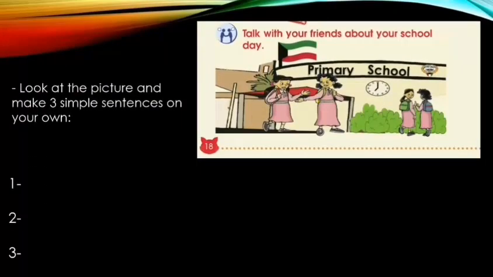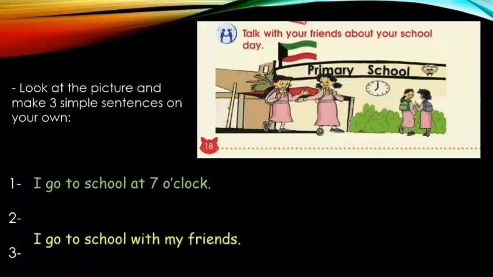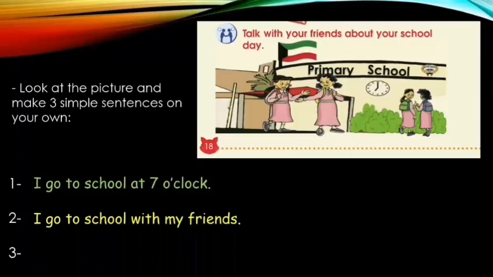That's good. Now, my children, we are going to look at the picture and we are going to say three sample sentences on your own. Describe the picture here. I can say I go to school at 7 o'clock. Also, I go to school with my friends. The third one, I like my school. Good.